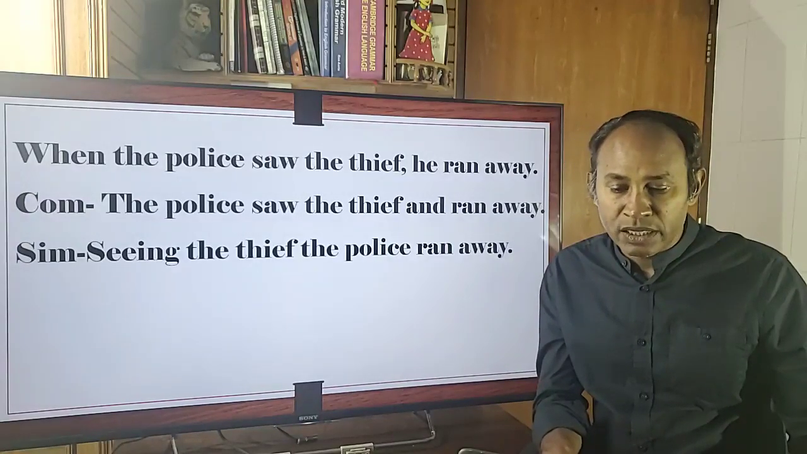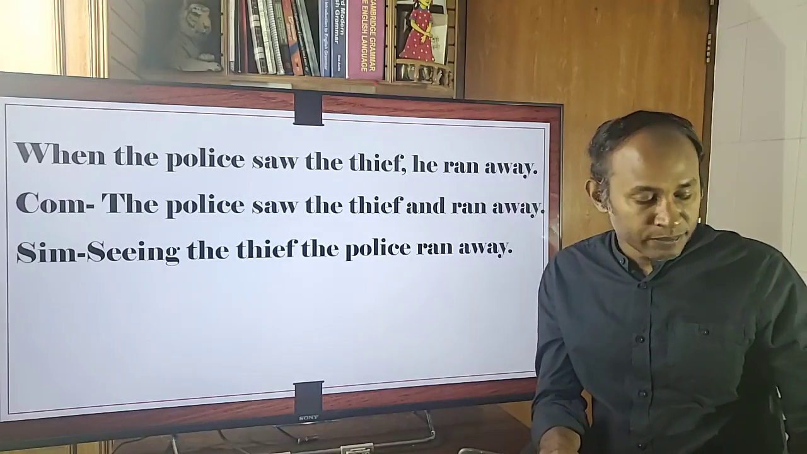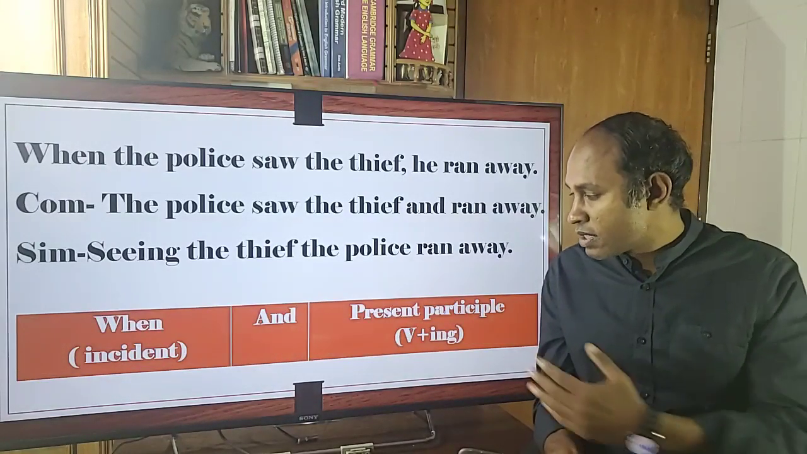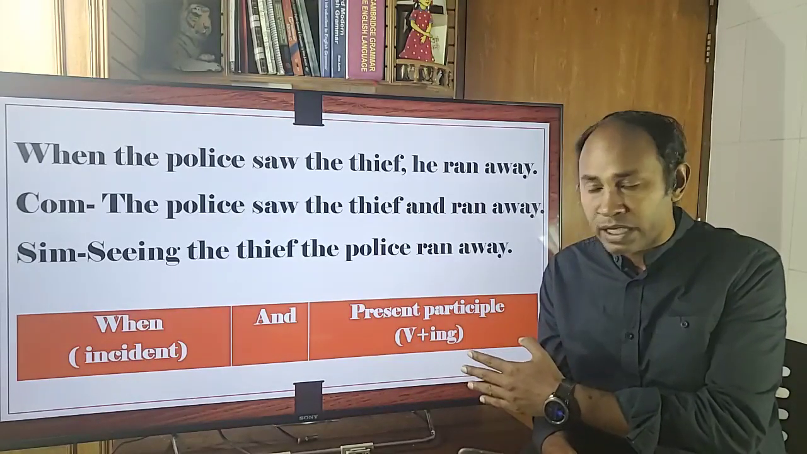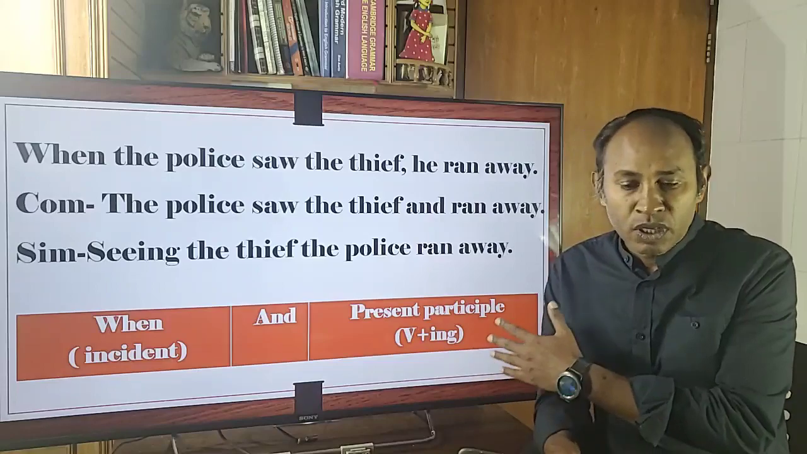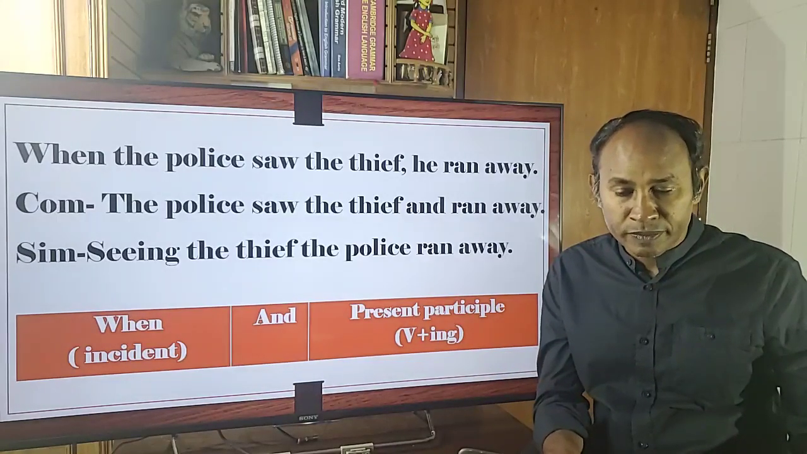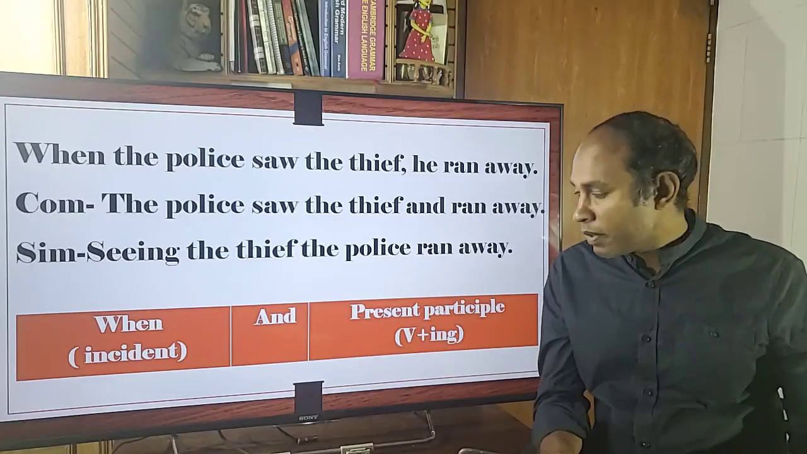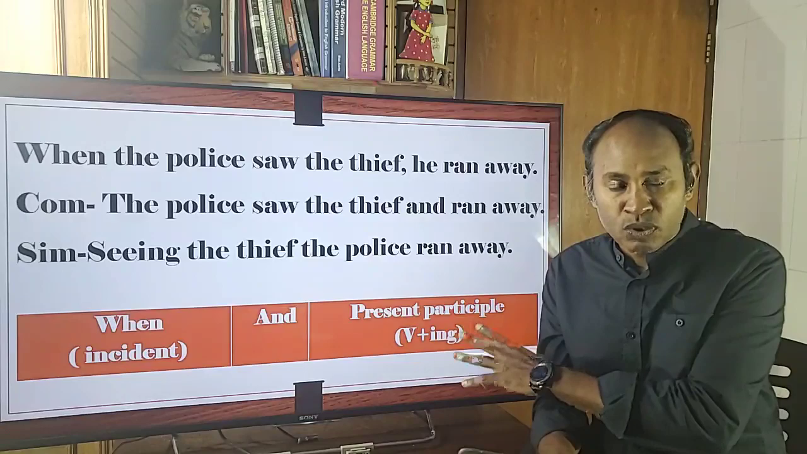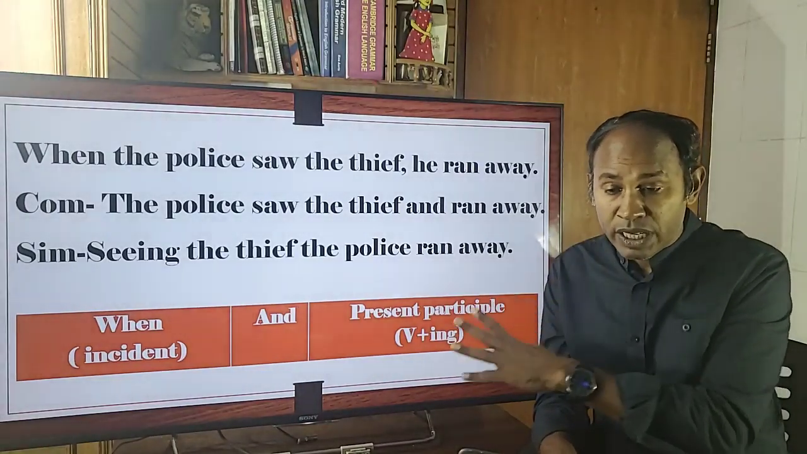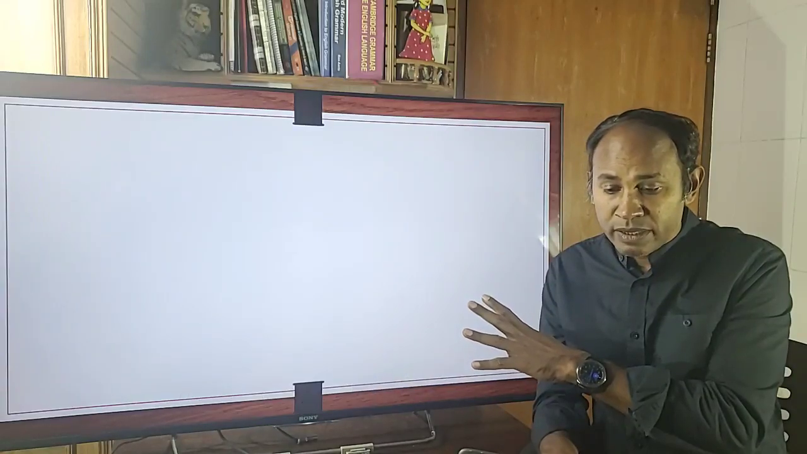That means verb plus ing, okay? Present participle, which we are calling verb plus ing. So let's see, and your rule is there, you have to write down this rule. When there is "when" plus an incident, then we will actually use "and" and we have to use the present participle, or add ing to the verb. Okay, probably you are writing all of these rules. This is very important, so you have to keep it in your mind and write these rules together.